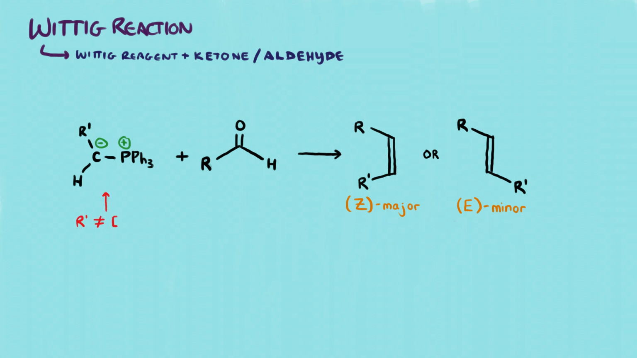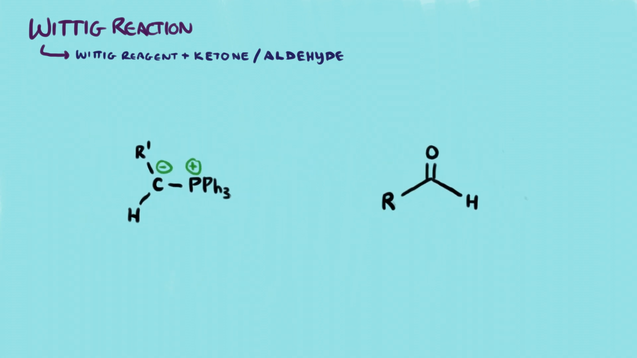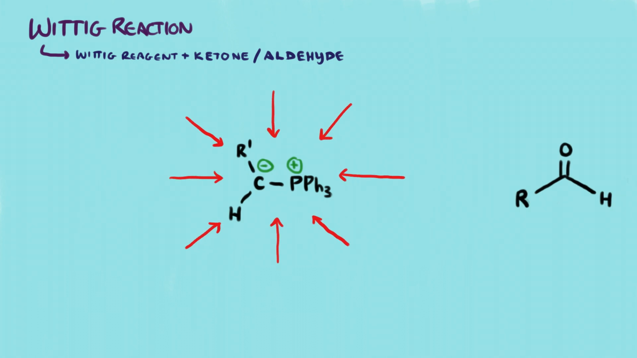In this video, I will focus on a non-stabilized Wittig reagent and an aldehyde to simplify the transition state explanation. First, we must consider the size of each group on the Wittig reagent and the aldehyde. The aldehyde is simple, the hydrogen is small, and will be smaller than whatever the R group is. The ylide has one very big group, triphenylphosphine.